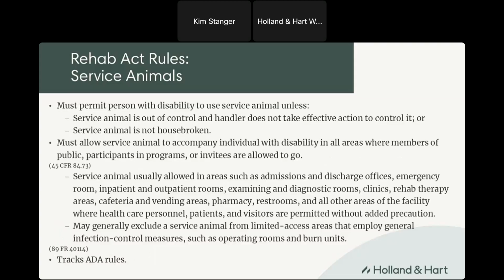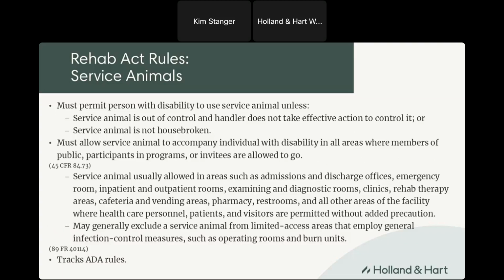What are the rules for service animals? You must permit the person with a disability to use the service animal unless the service animal is out of control and the handler does not take effective action to control it, or the service animal is not housebroken. If they don't control it or it's not housebroken, then you're not required to allow the use.